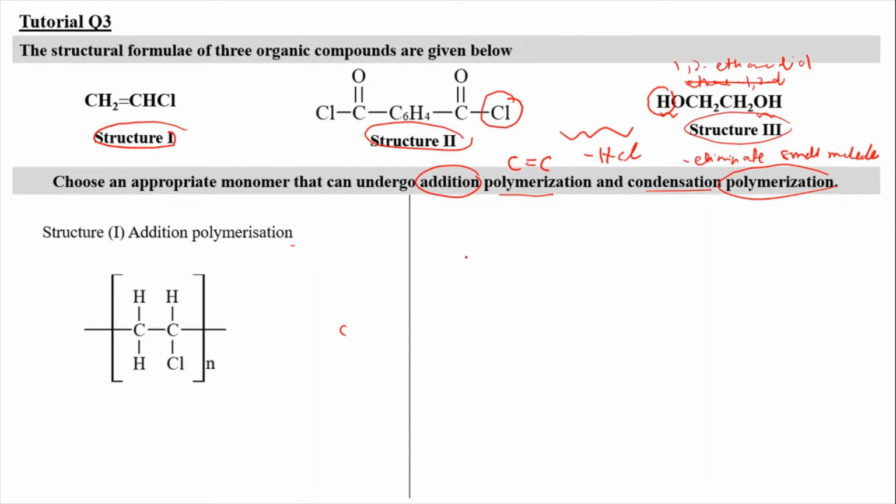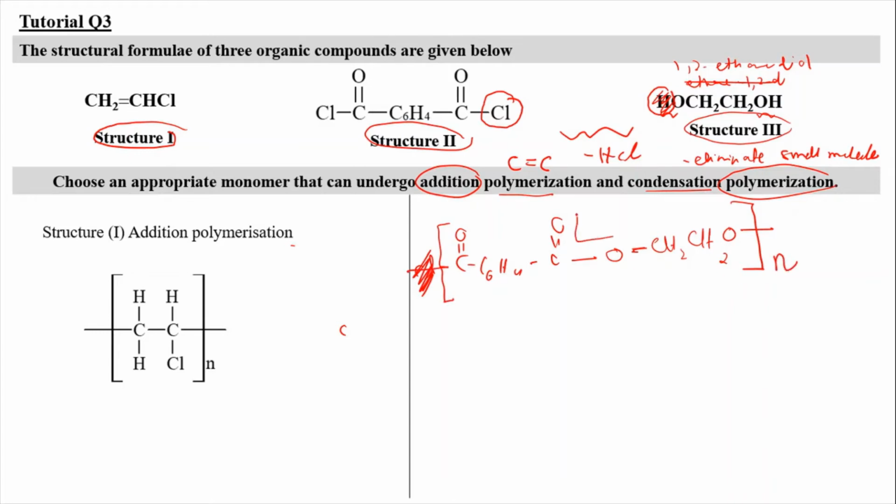So you can make it as C double bond O, Cl, C6H4, C double bond O, Cl. When it is being removed, this one is also removed. This is going to create an ester bond. O, because the hydrogen is being removed. You're going to draw back the structure, which is CH2, CH2, O. Then you close the polymer and label it with N. So what you're going to form here is an ester, which is a polyester.